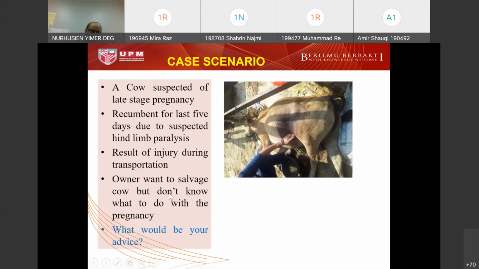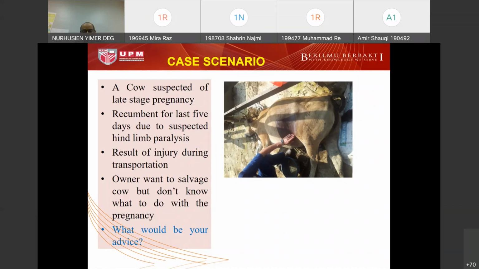The owner requested that, because he thinks the animal is not going to be able to survive, so he doesn't lose everything, he wants to salvage the cow by slaughtering. But he is a bit worried about the pregnancy, thinking that maybe it's already mature, full term, and whether there is something that can be done. So if this is a case presented to you, how are you going to address this problem?